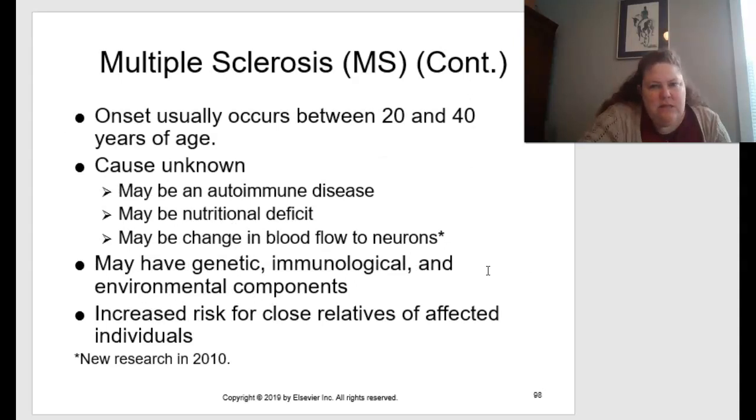So the onset, this is under the etiology, usually occurs between 20 and 40 years of age. We really don't know the cause. It may be an autoimmune disease, it may be a nutritional deficit, it may be a change in blood flow to neurons. It may also have some genetic, immunological, and environmental components, and increased risks for close relatives do occur. It also says the disease is more common in women by a 2-to-1 ratio. So that's kind of interesting. MS occurs more frequently in people of European descent. There's increased risk for close relatives.